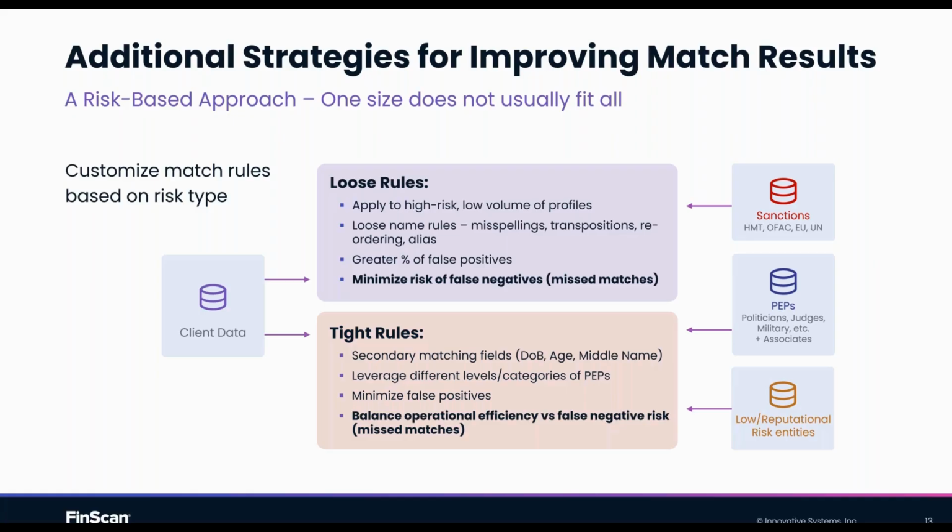And then tight rules, maybe here you're going to be using things like middle name, you can be stricter on. Date of birth, we're absolutely going to use as a secondary identifier. You can start to do things such as leveraging different levels or categories of PEPs, which we'll go into in a little bit more detail on the next slide. And you can minimize false positives by being tighter. But of course, there is always that need still to balance your operational efficiency versus false negative risk, missing matches. So you still need to be careful what you do here, but there is definitely more scope for being a little bit tighter on those low risk adverse media, PEPs and relatives and close associates and so on.